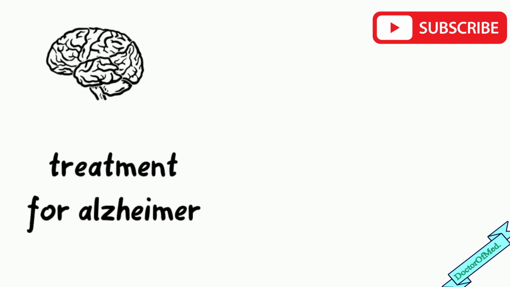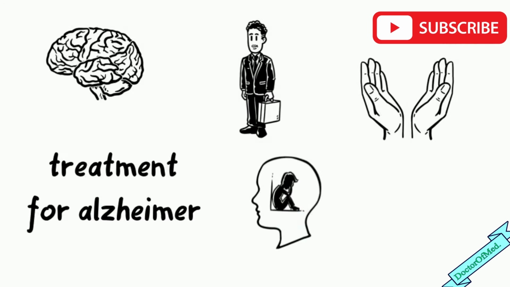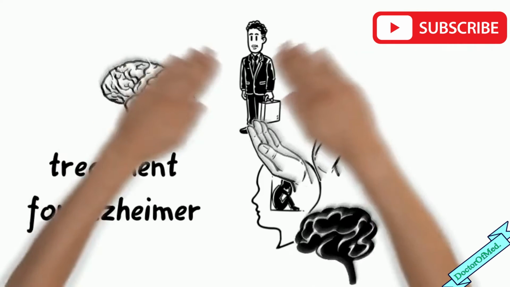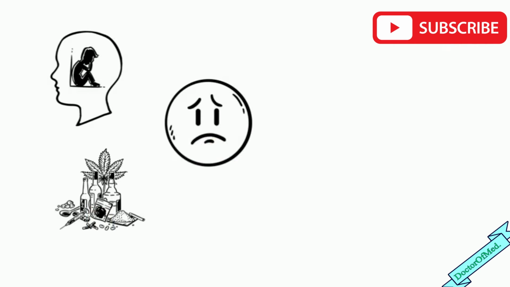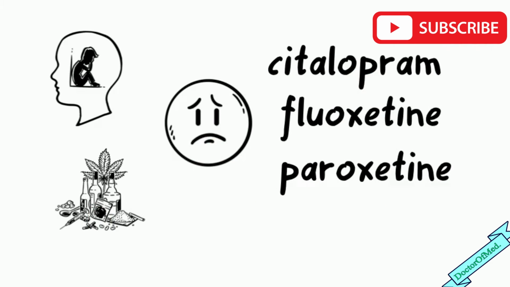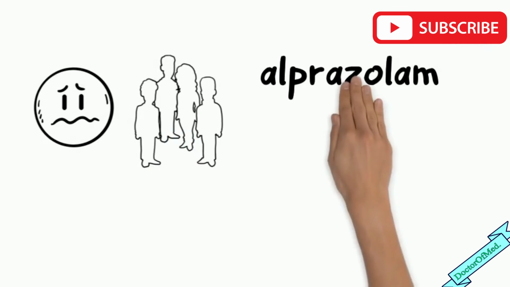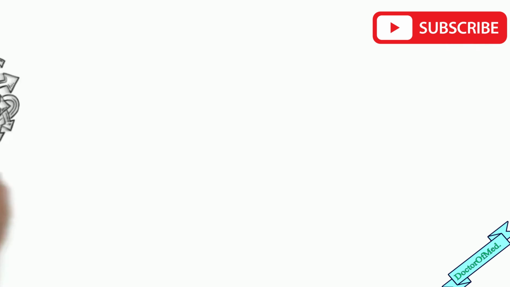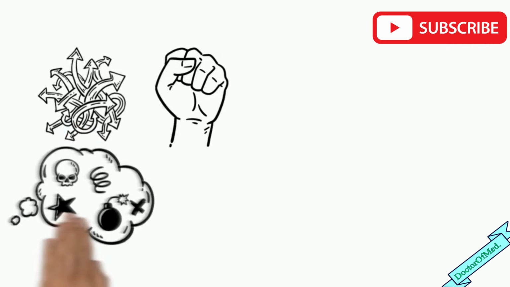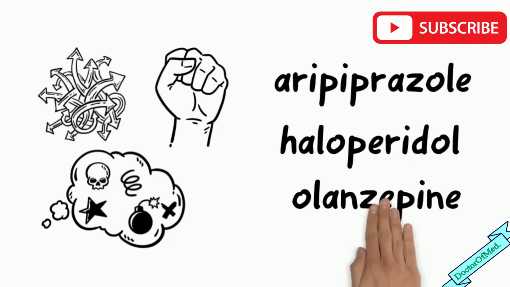Treatment for an Alzheimer-affected individual includes maintaining mental function, managing behavior, and caring for a person with Alzheimer's disease. Drugs to treat problems with mood, depression and irritability include citalopram, fluoxetine, paroxetine and sertraline. For people who have anxiety or restlessness, medicines include alprazolam, buspirone, lorazepam and oxazepam. To ease confusion, aggression, agitation or hallucinations, medicines include aripiprazole, haloperidol, and olanzapine.